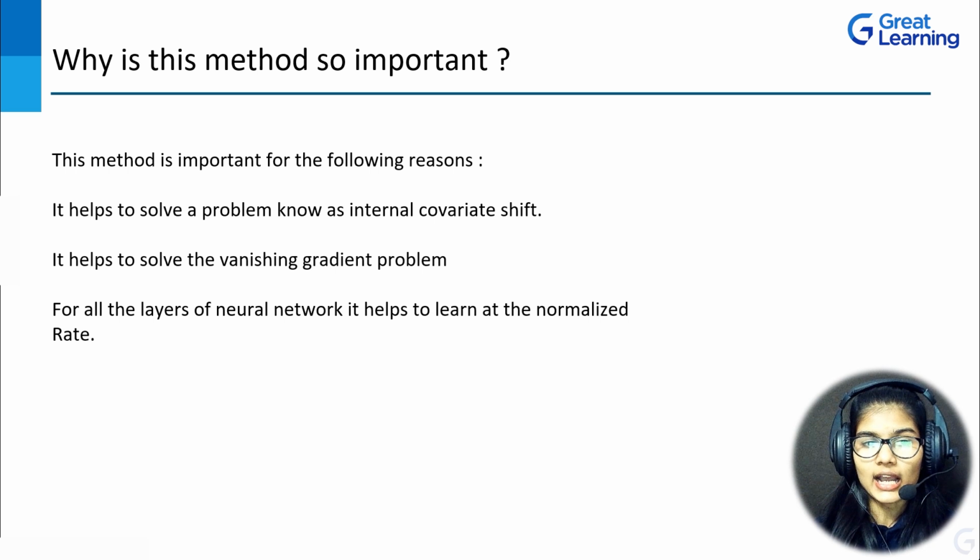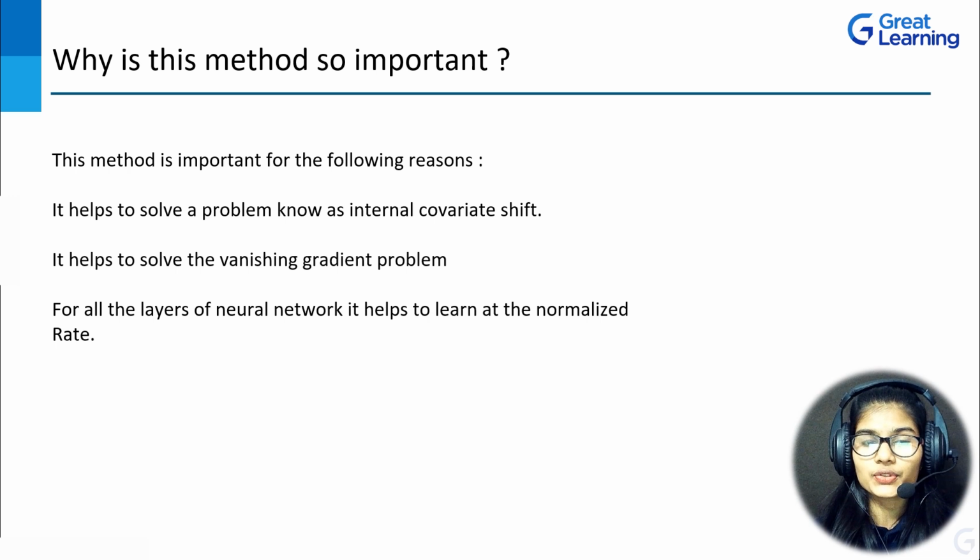And the vanishing gradient problem, what is this? While training a deep neural network, sometimes it is seen that there is an unstable behavior, a behavior which is not stable. That respective thing is called the vanishing gradient problem.